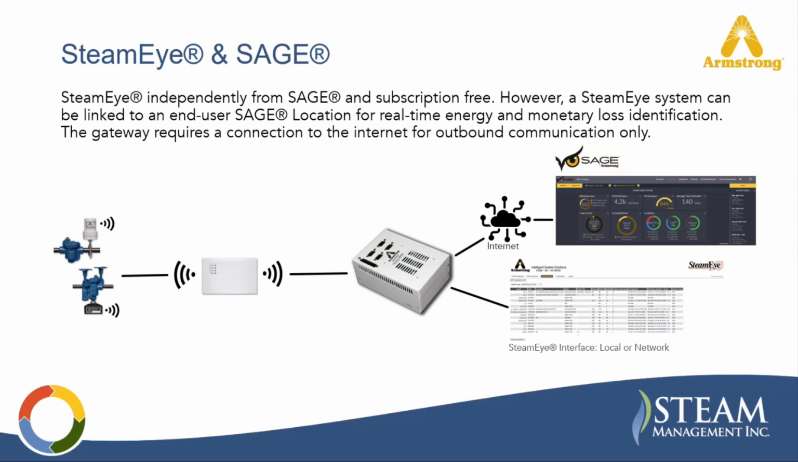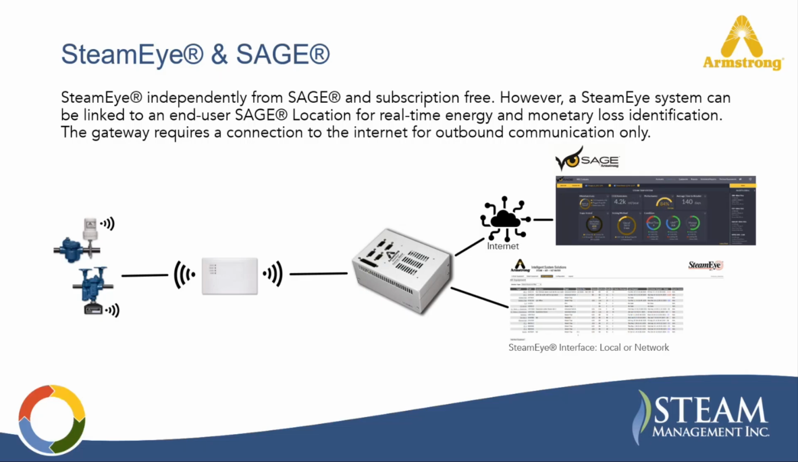One question we receive frequently is how SteamEye and Sage work together. SteamEye and Sage are independent products. A customer can purchase and operate SteamEye without owning Sage, and there are no ongoing subscription requirements simply to operate a SteamEye monitoring system. However, when you integrate it with Sage, the value of monitoring systems does expand significantly. SteamEye provides the real-time condition of field assets, while Sage provides asset management, reporting, energy calculations, and financial impact analysis.